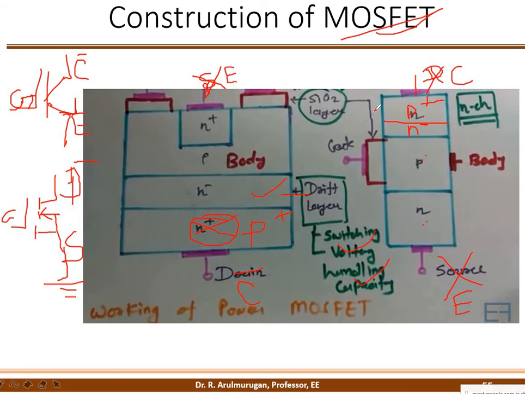Very simple. Once again, I will repeat: the N plus layer is replaced with the P plus layer. If you replace it, that is called the IGBT, exactly the same otherwise. Then in the symbol, the drain terminal is replaced with the collector terminal: strike out the drain and write the collector. The source is replaced with the emitter: strike out the source and write the emitter. That's all. This is the simplest construction of the IGBT.